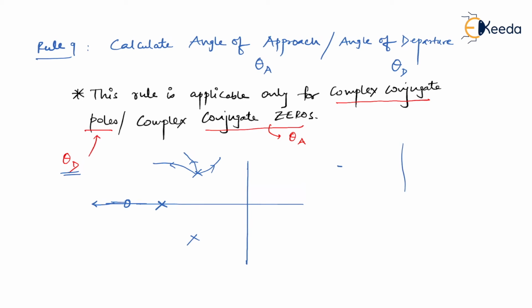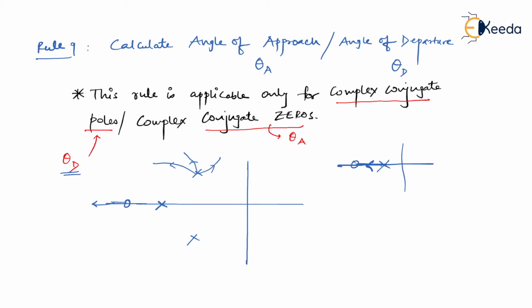So far, what used to happen, let me tell you guys, is we used to have poles on the real axis. So we knew that even though the root locus starts from the pole, it will be on the real axis only. So we were least interested to even know at what angle it is departing.